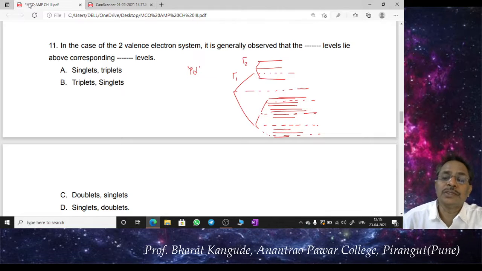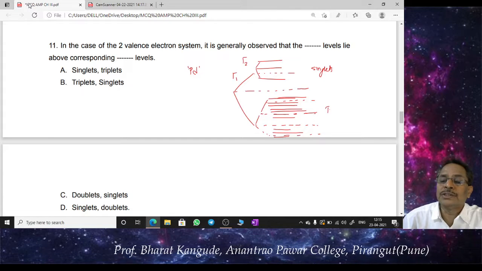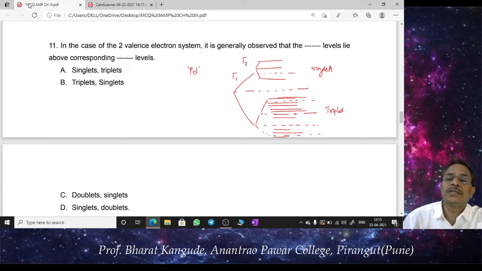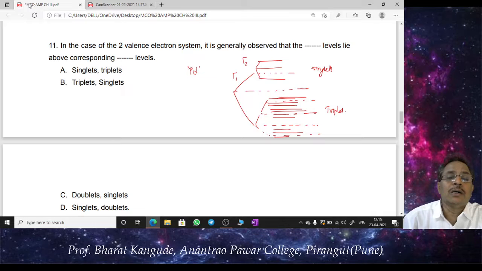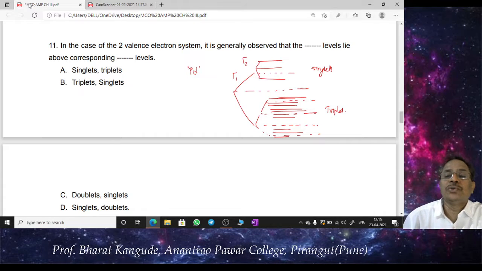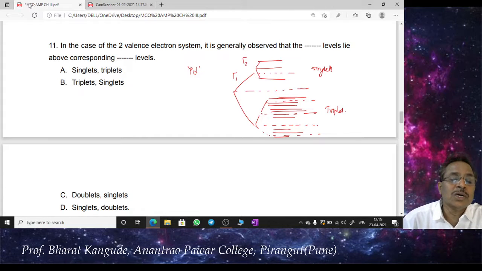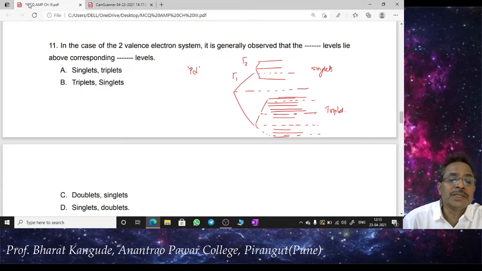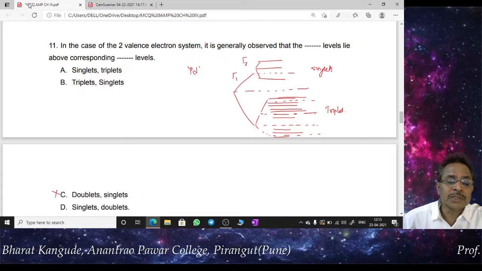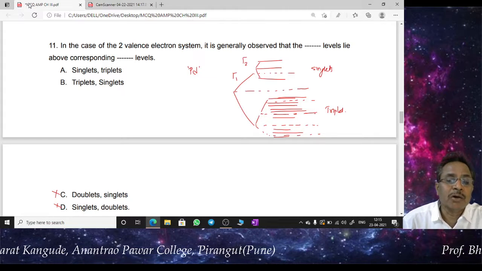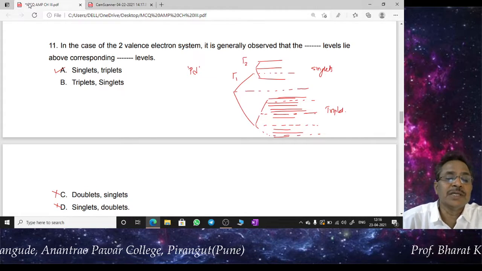In any configuration, it is usually observed that all the singlets lie above all the triplets. Even the average of the singlets is higher than the average of the triplets, and that is why in a two valence electron system, the singlet level generally lies above the corresponding triplet level. There are 4 options. Option A is singlet triplet, option B is triplet singlet, and option C is doublet, which is not at all applicable. So C and D are not applicable, and according to this theory, the correct option for question number 11 is A, that is, singlets and triplets.